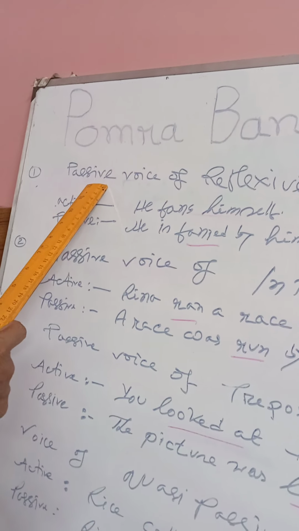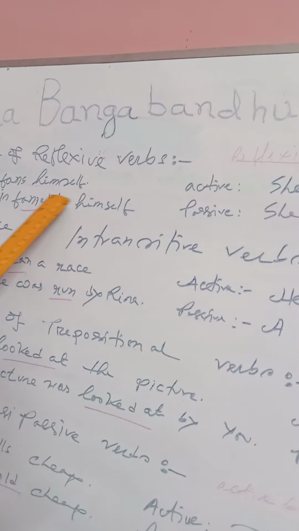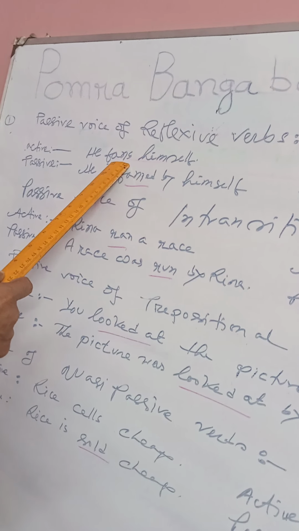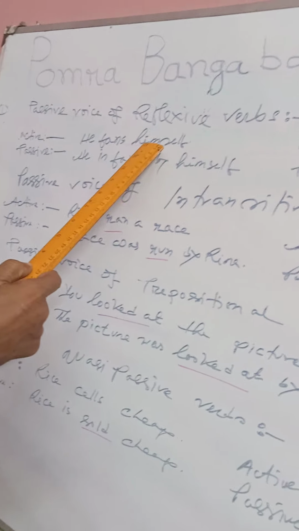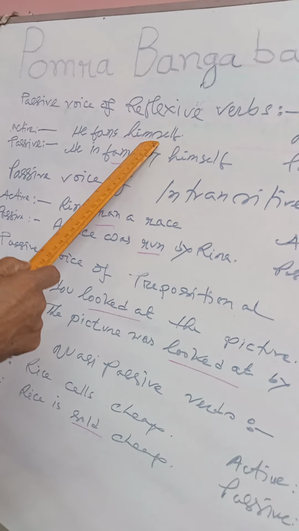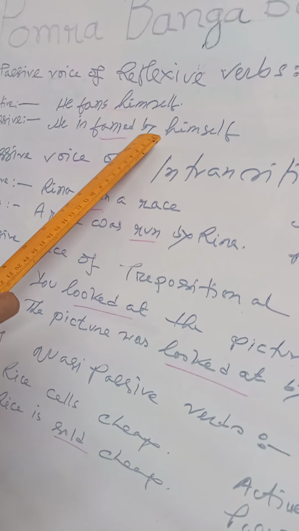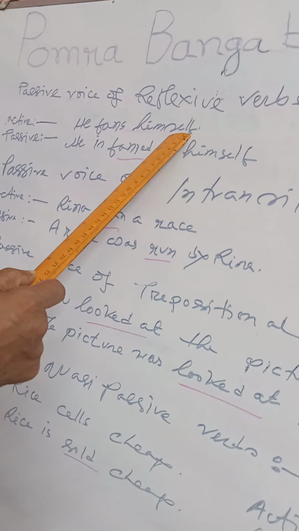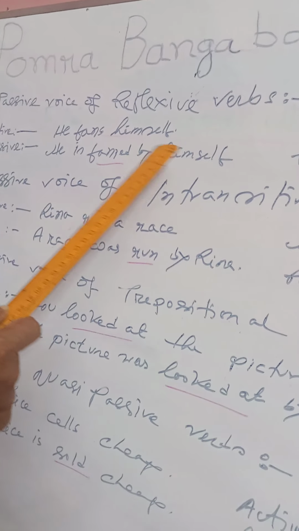Dear learners, if you look at the board, you will see that the first one is passive voice of reflexive verbs. That means reflexive objects are there. He, subject, fans, verb, himself, object. If you look closely, you will find that the object is in the form of a reflexive object pronoun. And the rule is very simple. The verb will be changed into the past participle, and there will be the preposition by, then himself; there will be no change in this respect. He fans himself, he is fanned by himself.